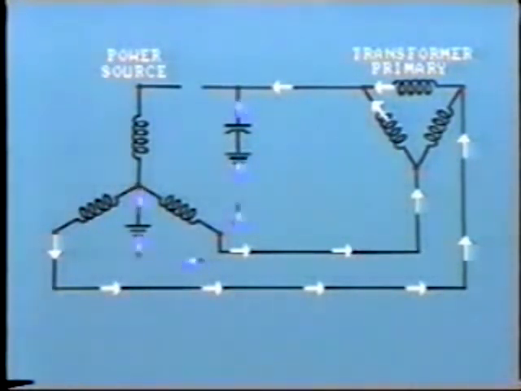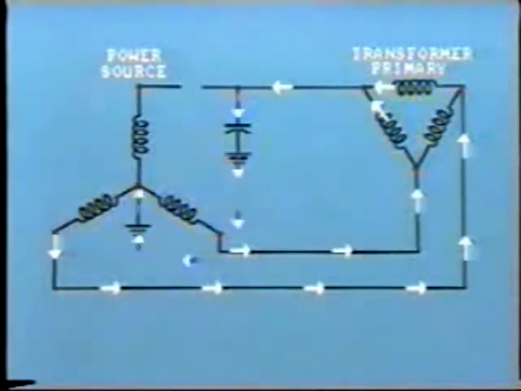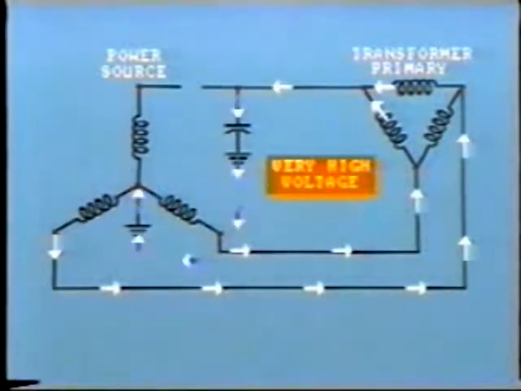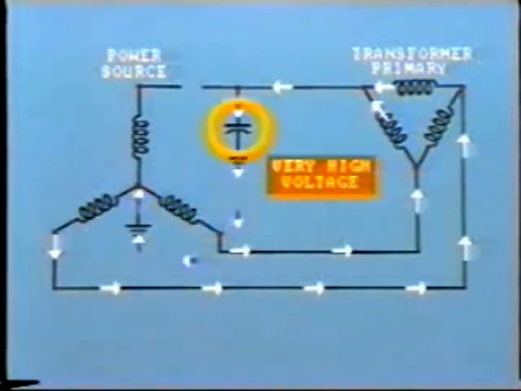So now look carefully. We have inductive reactance in the transformer windings in series with capacitive reactance between line to ground. Depending upon the specific values of capacitance and inductance, a very high voltage could arise across the transformer winding and also from the line to ground. This could damage insulators and the winding of the transformer itself.